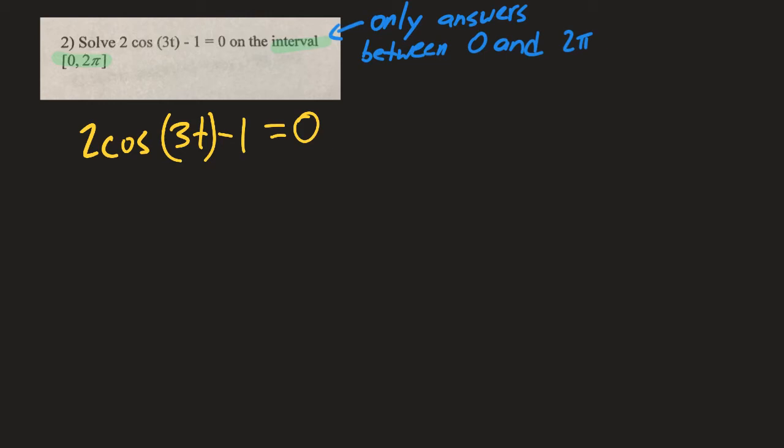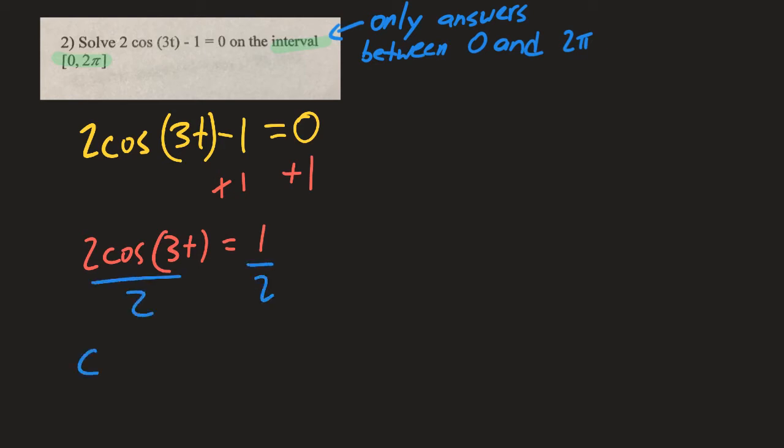So we'll start by adding 1 to each side. And we've got 2 cosine 3t is equal to 1. And we'll divide by 2. And I've got cosine 3t equals 1/2. And you'll notice I haven't even brought up the fact that this said 3t, instead of just being a single variable, it's got that 3 there.